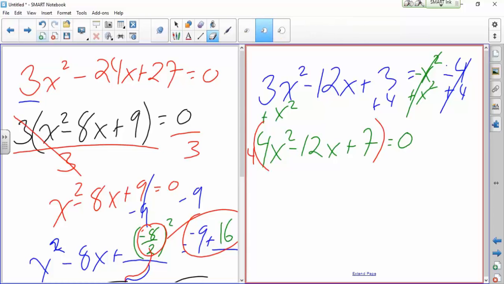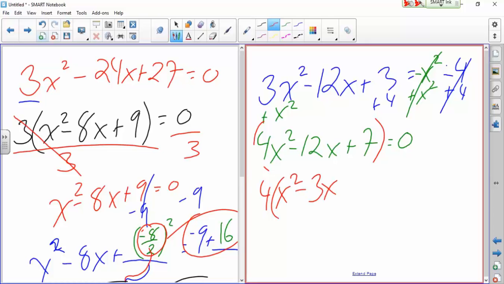All right, so I have to extract a 4. So 4 goes on the outside, so what do I have left on the inside? x squared minus 3x plus 7/4. Is that okay? Everybody's cool with how we got 7/4? Because it's 7 divided by 4. Good.